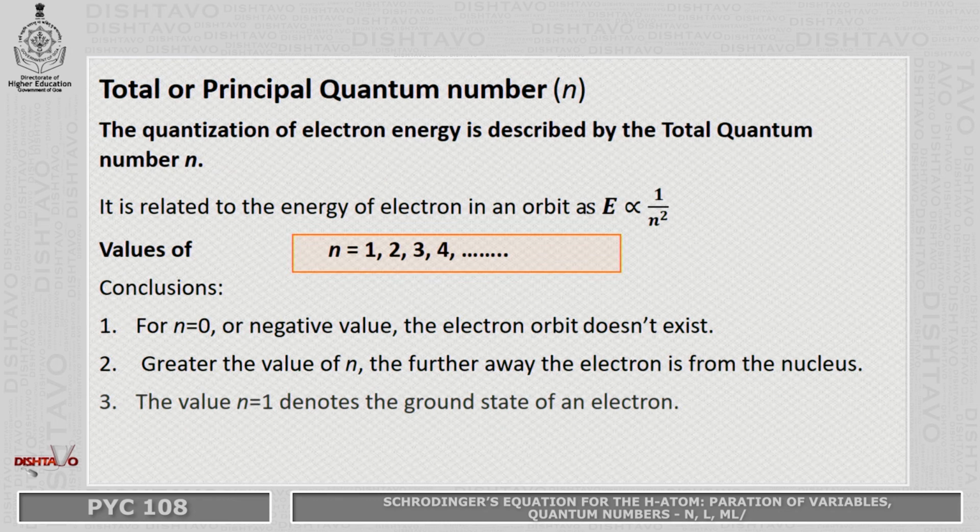The first quantum number n is called the total or principal quantum number. The quantization of electron energy is described by the total quantum number, and it is related to the energy of the electron as E is proportional to 1 upon n square. The values that n can take are 1, 2, 3, 4 and so on. What are the conclusions? First, for n equal to 0 or a negative value, the electron orbit doesn't exist because it depends upon the energy. Next, the greater the value of n, the further the electron is from the nucleus, and n equal to 1 denotes the ground state of an electron.